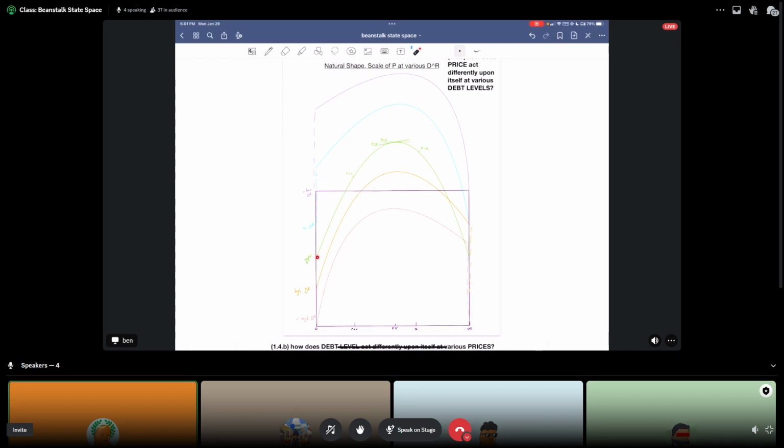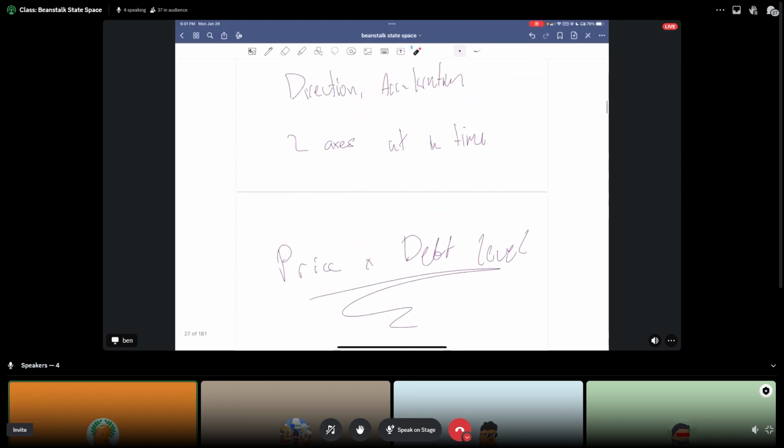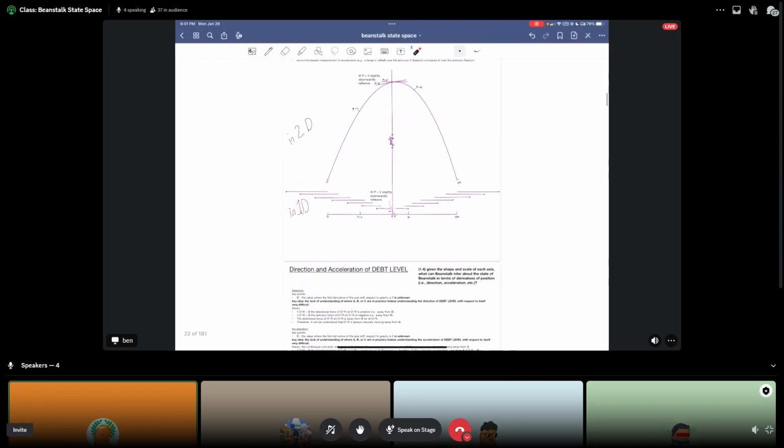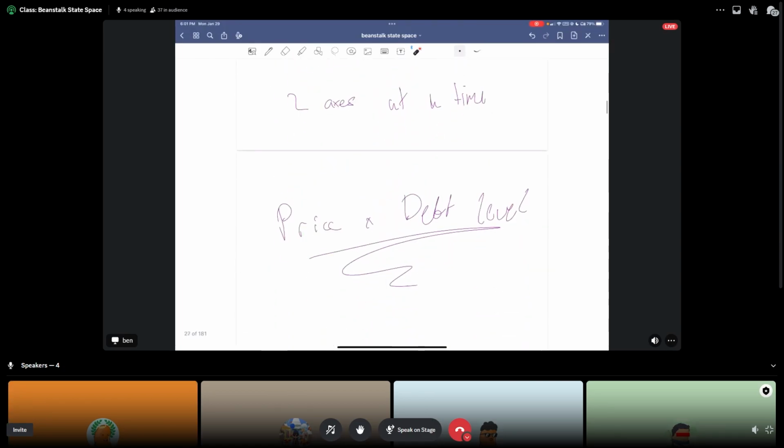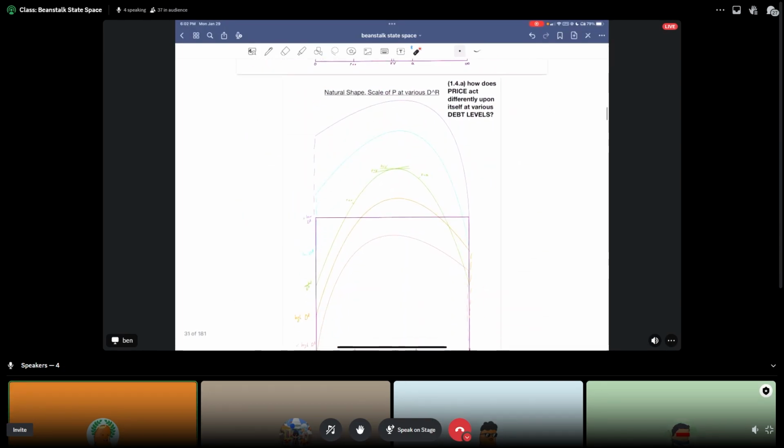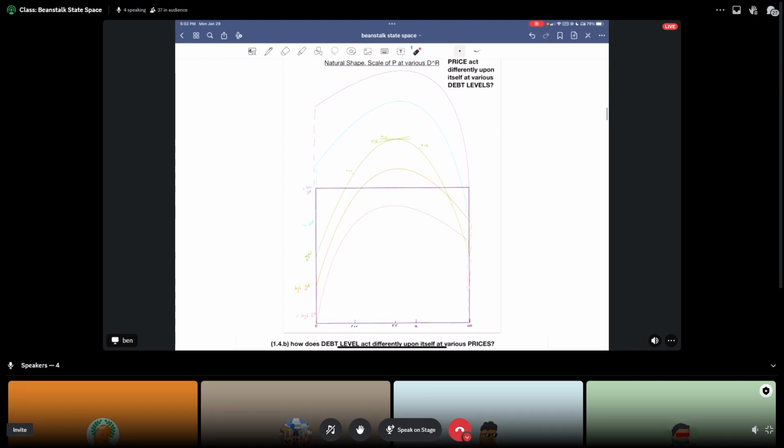And then there's obviously some sort of neutral debt level here. That is the center point, which was that curve that we were looking at a little bit before. So that is the shape of price. What does price look like? What is the force of price on itself at different debt levels?